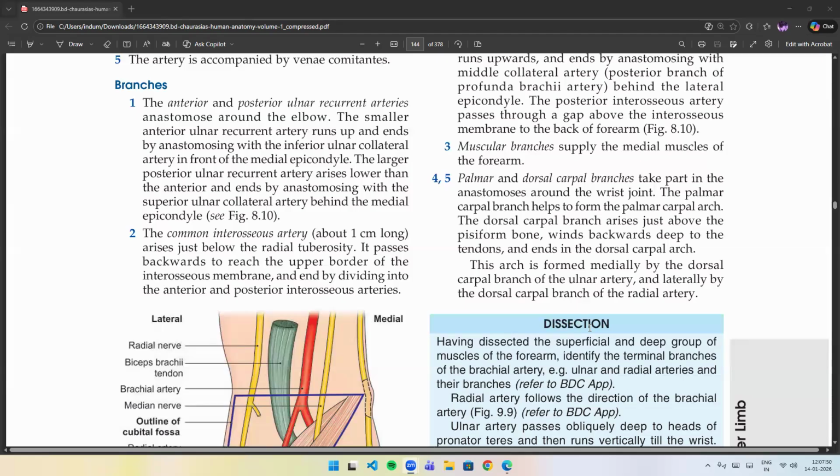The dorsal carpal branch arises just above the pisiform bone, winds backwards deep to the tendons, and ends in the dorsal carpal arch. This arch is formed medially by the dorsal carpal branch of the ulnar artery and laterally by the dorsal carpal branch of the radial artery.